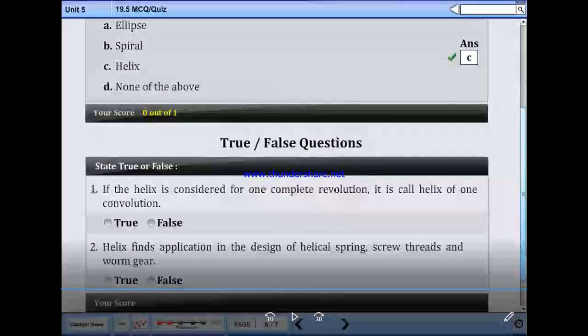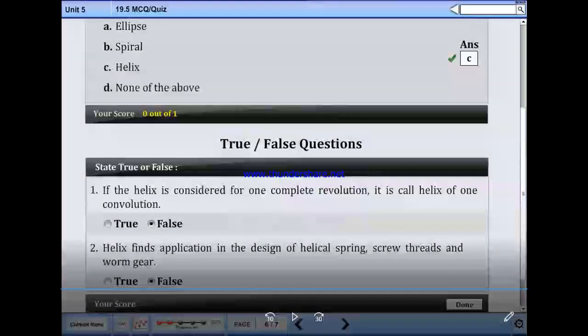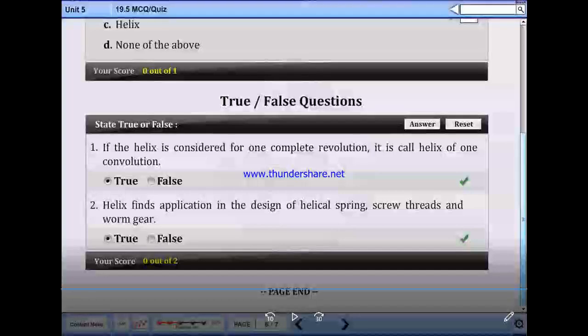Now true or false questions. Note down. If the helix is considered for one complete revolution, it is called helix of one convolution. It is true. Helix finds application in the design of helical springs, screw threads, and worm gears. It is true, not false. True is the correct answer.